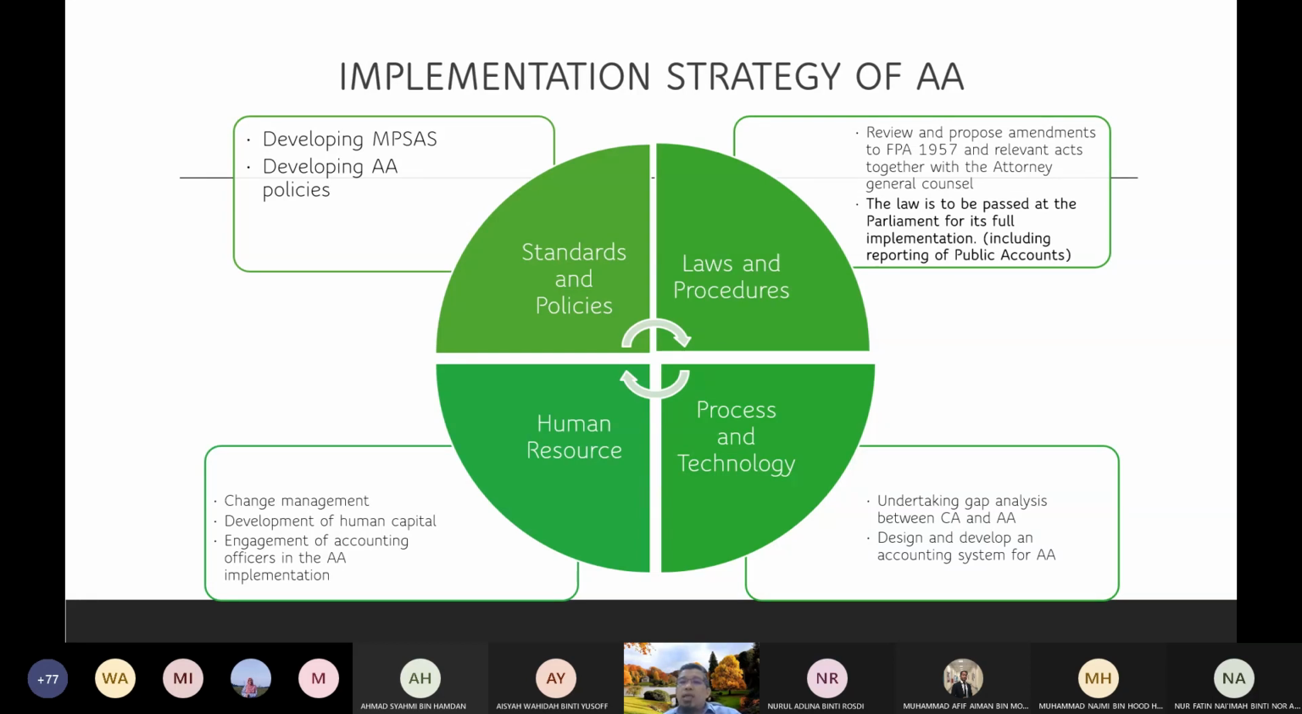Process and technology: undertaking a gap analysis between cash accounting and accrual accounting. Definitely, they need to upgrade to make sure that the accounting system can meet the requirements of accrual accounting, with all the assets required, all the types of liabilities required, as well as impairments and others required by accrual accounting under IPSAS. The system should support this. Design and develop an accounting system for accrual accounting.